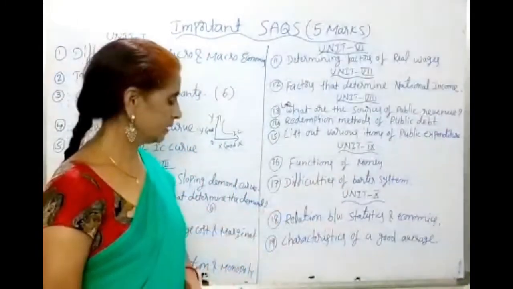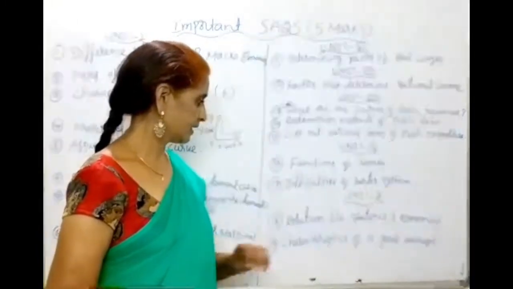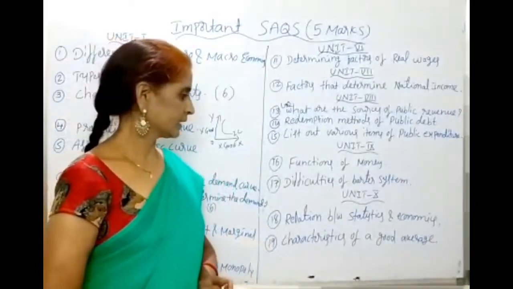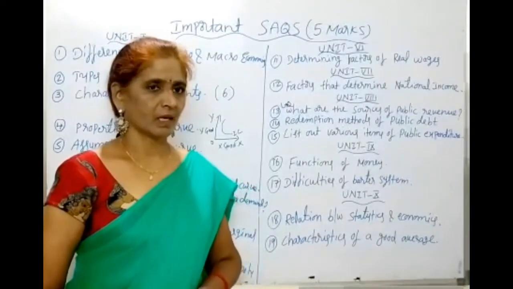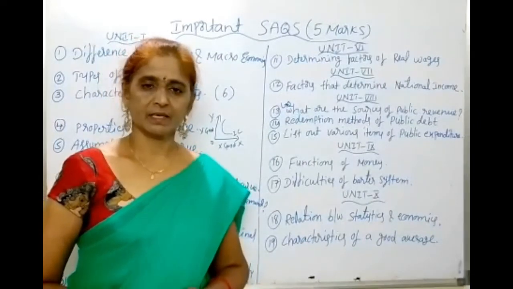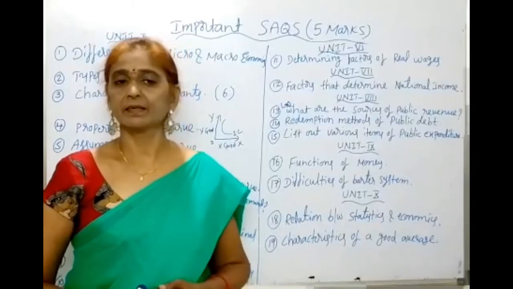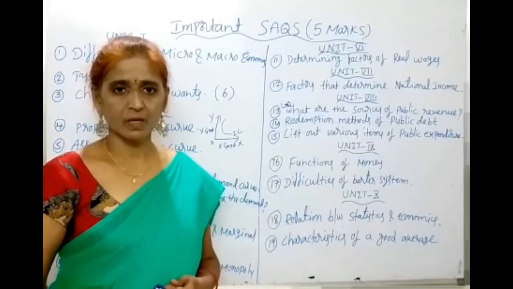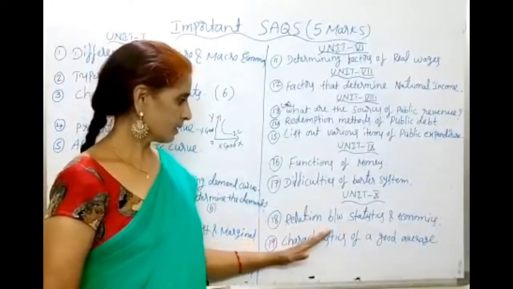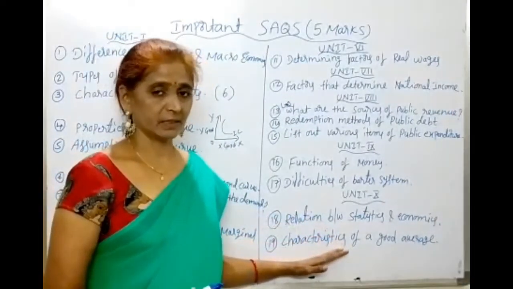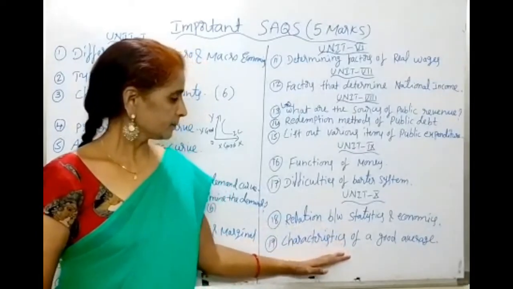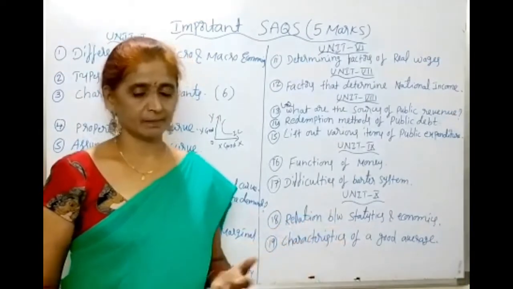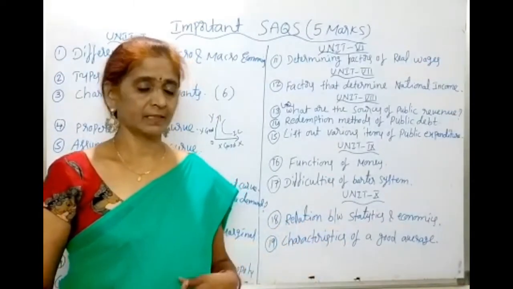Coming to the 10th unit, learn this question, that is the relation between statistics and economics. And next one, characteristics of a good average. And other 2 questions are also there: merits and drawbacks of mean, mode, median. There is a chance to ask these questions also. But by learning 4 questions you will get 2. And by learning these 2, either 1 or 2 also will come. That is our luck. That is the reason I had given 2.